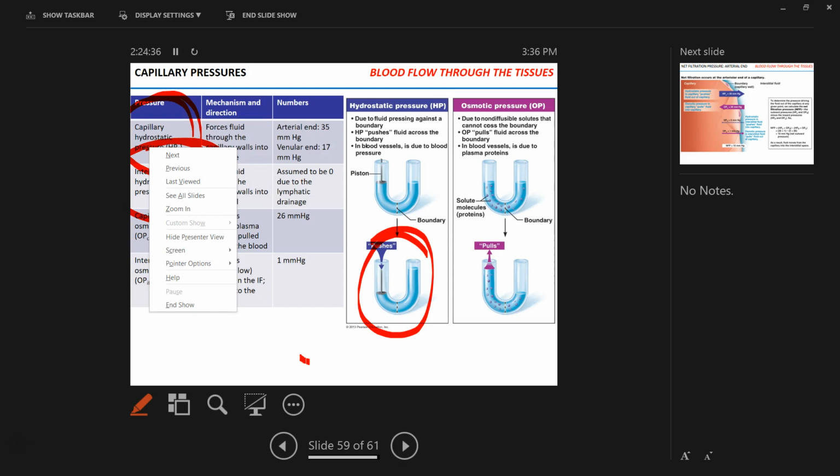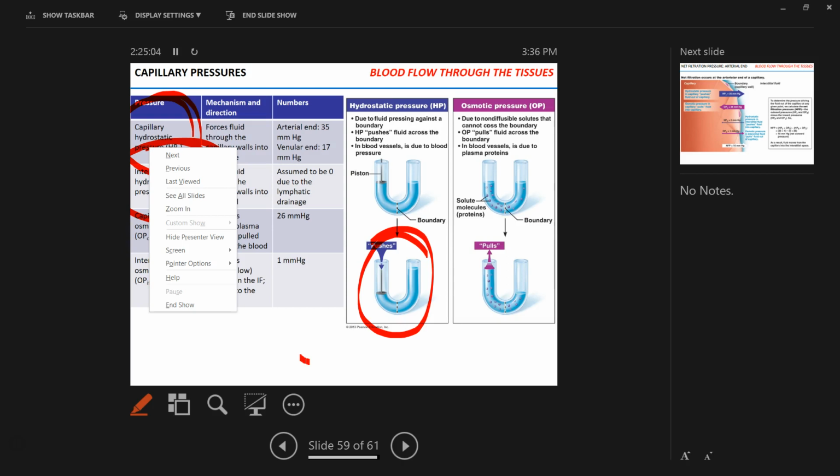Do you get hydrostatic pressures? So capillary pressure pushes the fluid from the capillaries into the tissue. Interstitial pushes it back. Osmotic pressure. This pressure is exerted by proteins. They're solutes, right? Okay, that makes sense? They're solutes.